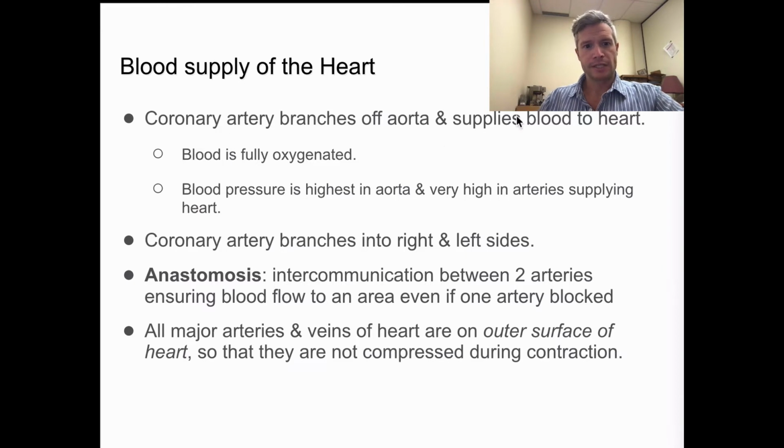But yeah, so blood supply of the heart. How does the heart get oxygenated blood and have metabolic byproducts and deoxygenated blood leave it? Well, it has its own set of vasculature. Primarily, what we're going to focus on is coronary arteries. Okay, I'll show you an image in just a moment.